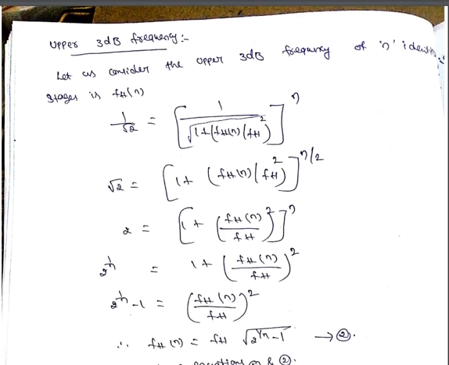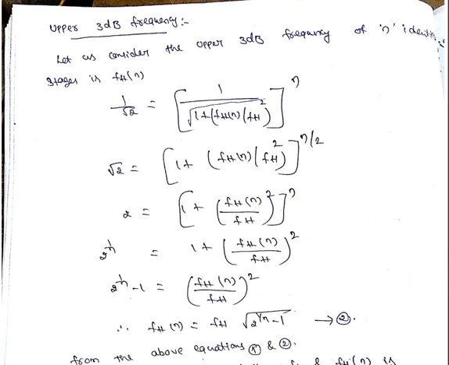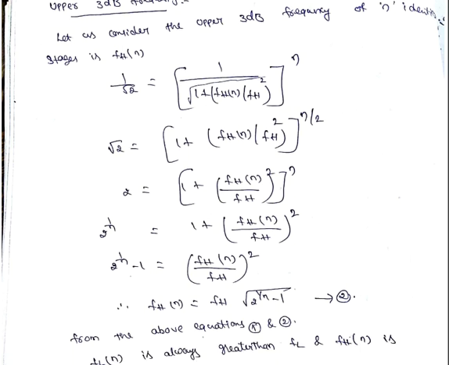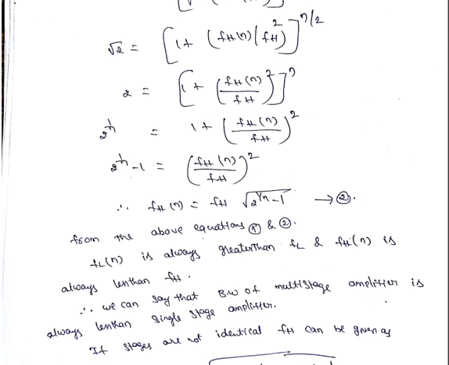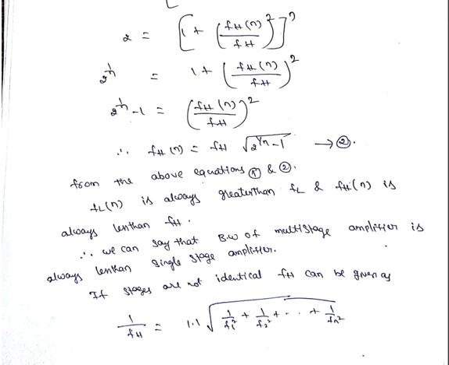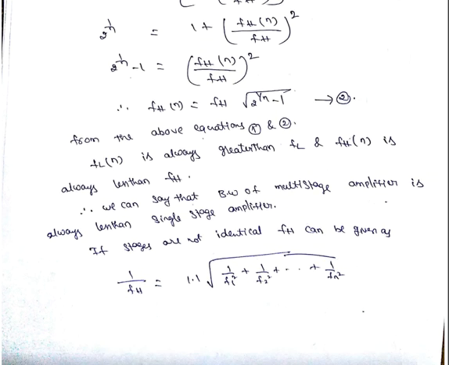And the upper 3 dB frequency. Taking the same relation from the previous analysis, 1 by root 2 is equal to 1 by root over 1 plus (FH of n by FH) whole square, whole power n. From this we can calculate the relation between FH and FH of n: FH of n equal to FH times root over (2 power 1 by n minus 1). From the two equations, FL of n is always greater than FL, and FH of n is always less than FH. So we can say that the bandwidth of the multi-stage amplifier is always less than that of the single stage amplifier. Thank you.